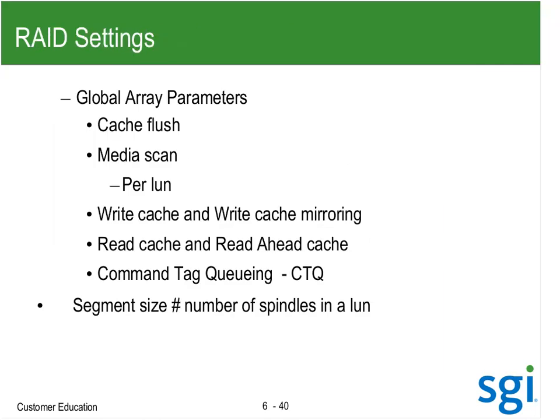RAID settings, some of the global things, how often we flush the cache, it's like 10 seconds by default. Media scan can impact things. Write cache, whether that's on or off. Read cache, whether that's on or off. Command tag queuing. And again, the segment size times the number of spindles.